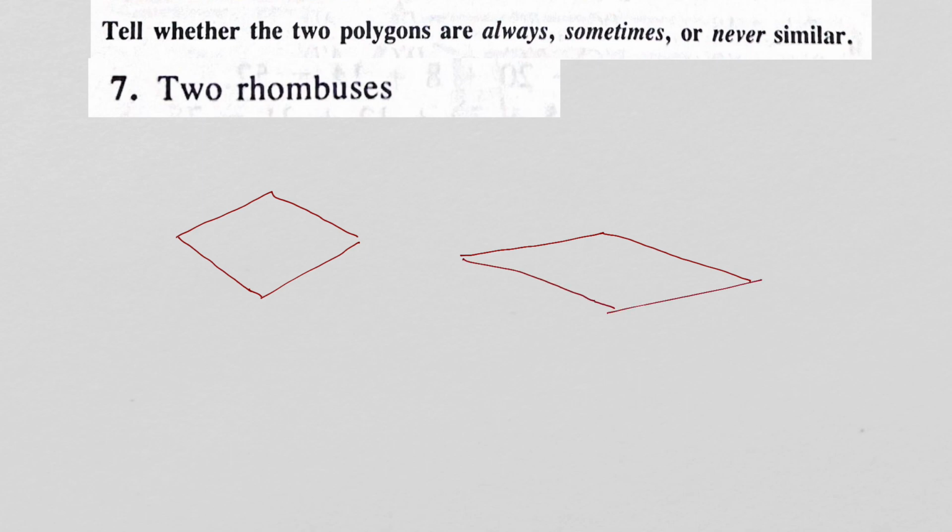Two rhombuses. This is not always. This is sometimes. Because let's say you drew a rhombus like this. Okay? And then you drew another rhombus like this. Those are two rhombuses, but they're obviously not similar. But it is possible to draw two different size rhombuses that are similar. So this is going to be sometimes.